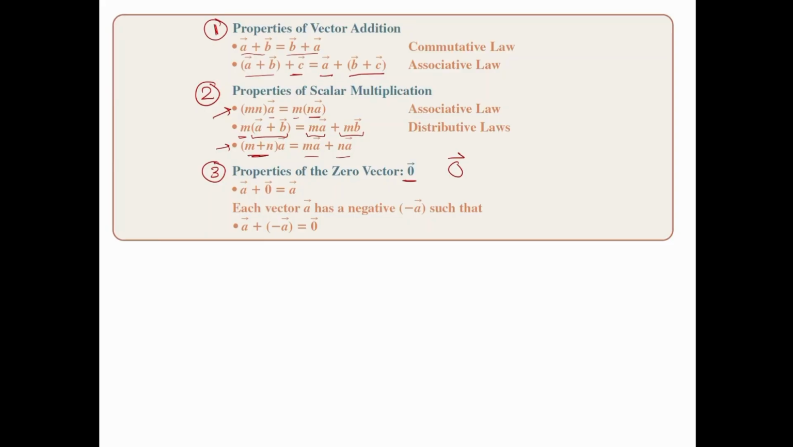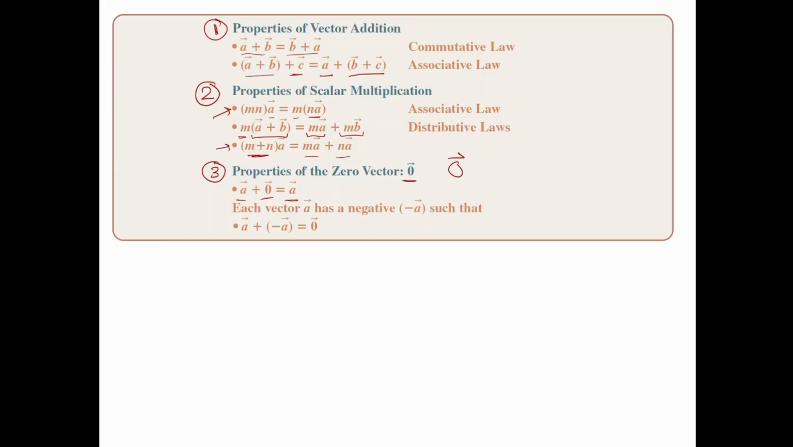You didn't go anywhere. So if I add the 0 vector to any other vector, it doesn't change the vector, just like adding a 0. So if I have vector A plus the 0 vector, I still end up just with vector A as my answer. Now here's the important part.